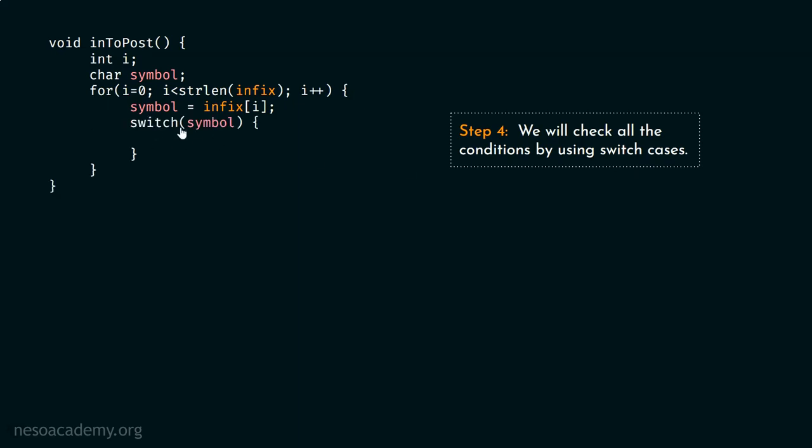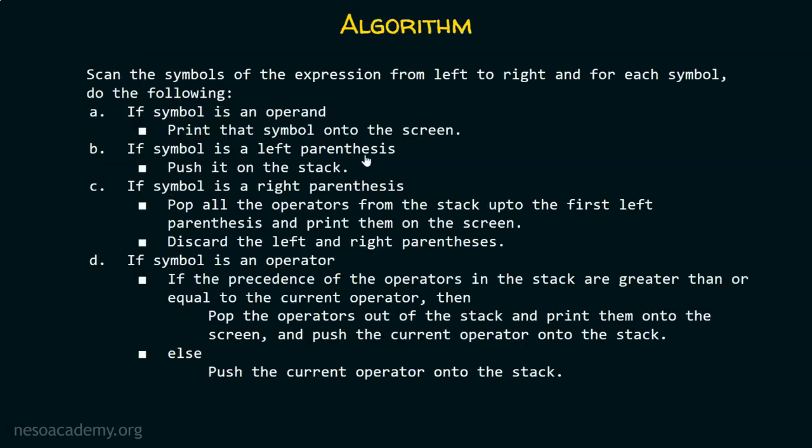For this, we need the switch. And of course, we have to pass symbol to the switch. Later on, we will check the conditions one by one. Now it's time to check the conditions one by one and perform all the operations one by one. First, if symbol is a left parenthesis, we'll start from this step. If symbol is a left parenthesis, push it onto the stack, right? That's what we have to do.